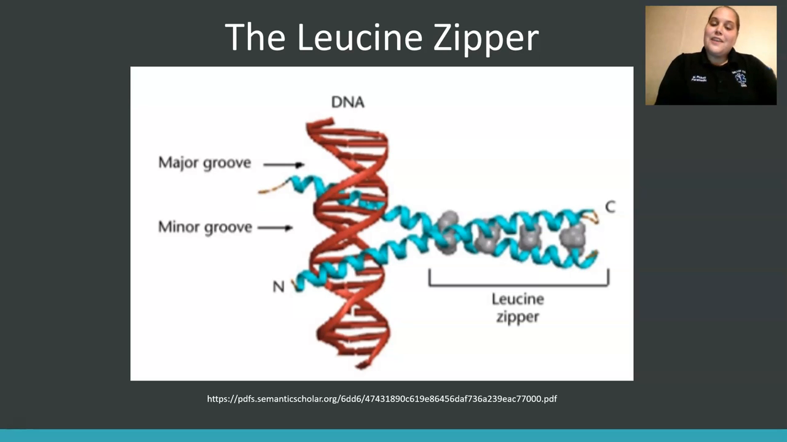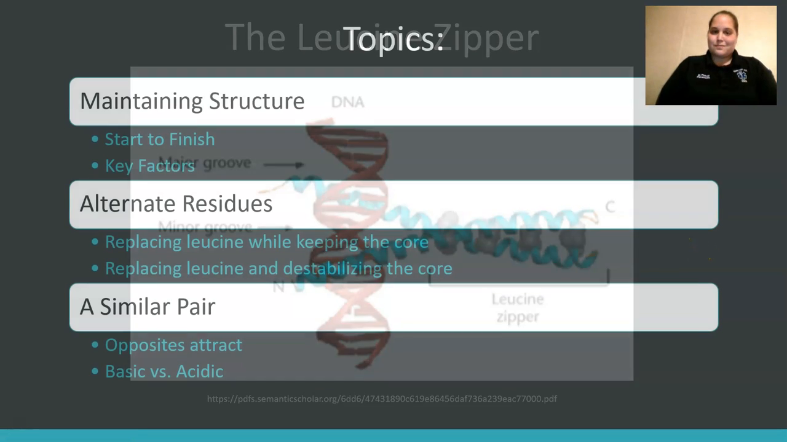So for this Advanced Concepts presentation, we're going to be discussing the Leucine Zipper. And I've put a picture here on the slide just to give an overview of what we're going to be talking about. I find that it helps to be able to visualize images in our head of the things that we're discussing, because it can definitely help us learn a little bit better.